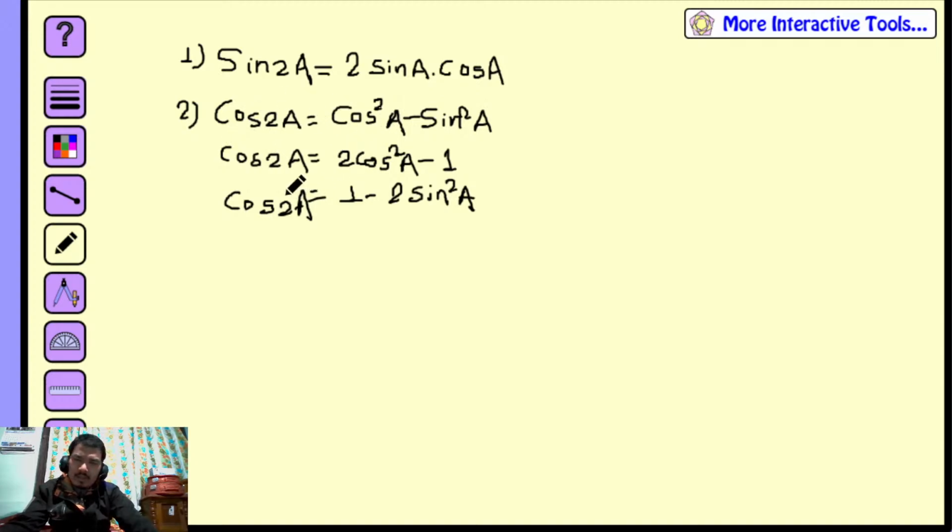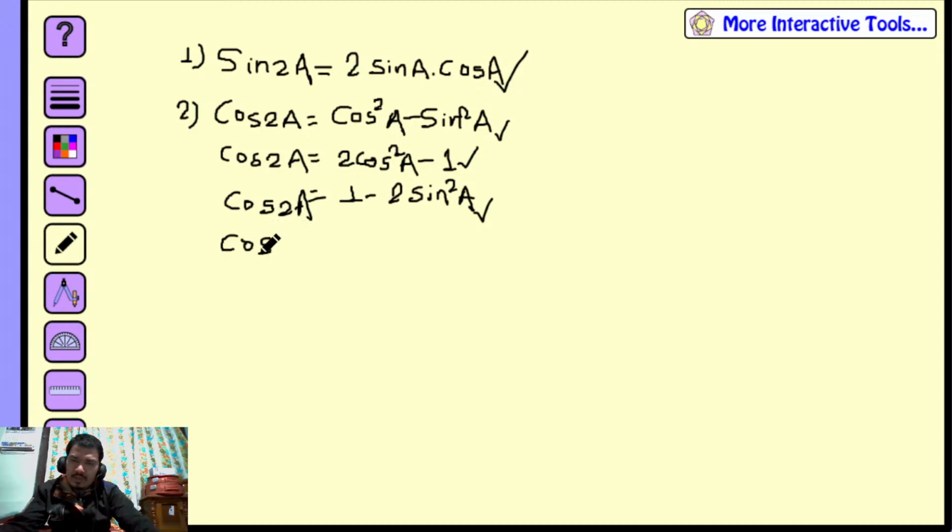In group A related questions, they will ask a question like this: write cos 2A in terms of sine A, then we have to write this one. Cos 2A in terms of cos A, write this formula. And if it is asked cos 2A in terms of cos A and sine A, then use this formula. And sine 2A in terms of sine A and cos A, then we have to use this formula. Okay, children?